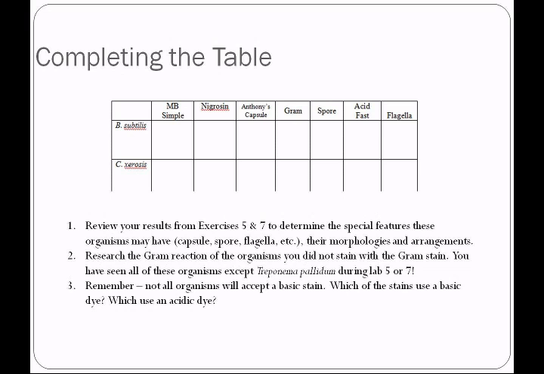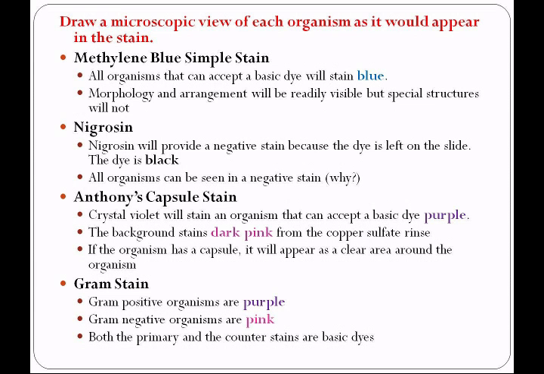Remember that not all organisms will accept a basic stain. Many of the stains that you used in lab were basic stains and depended upon a negative charge to the bacterial cell to accept that basic dye. Think about, as you look at each of these stains, which is a basic dye and which uses an acidic dye. Now you're going to draw a microscopic view of each organism as it would appear in the stain.